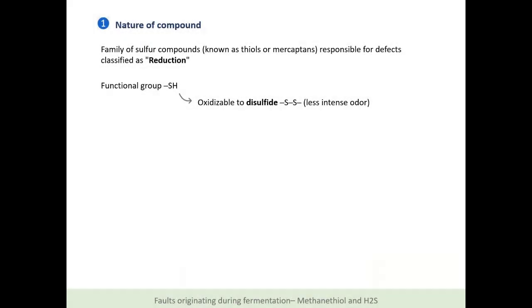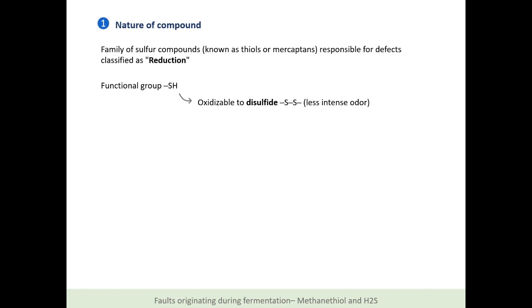So the nature of the compound. The mercaptans are the family of sulfur compounds responsible for the wine fault called reduction. The functional group is exactly the same as the varietal thiols that I showed you earlier. So it's SH.